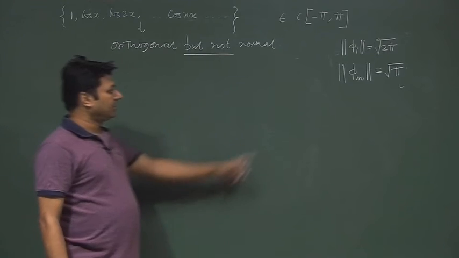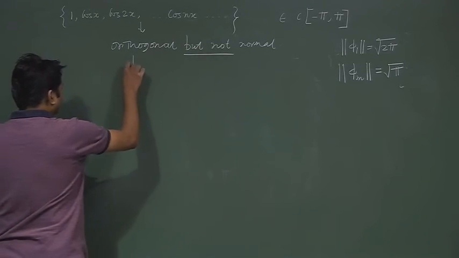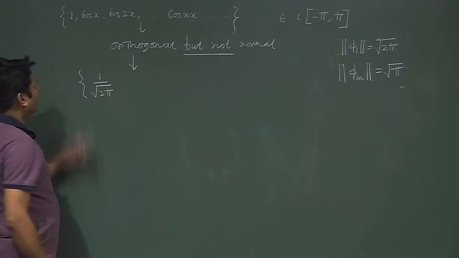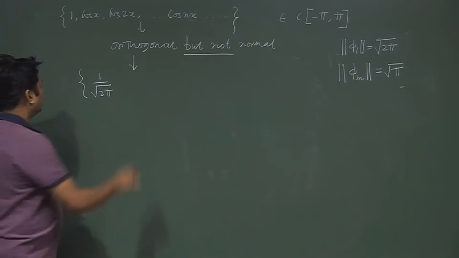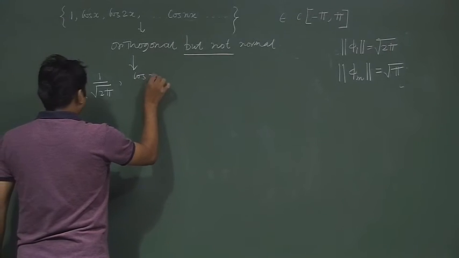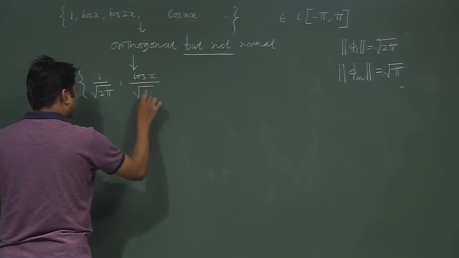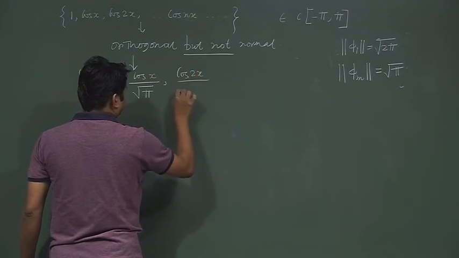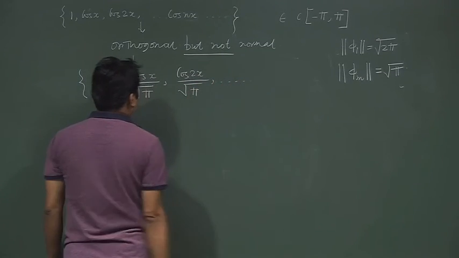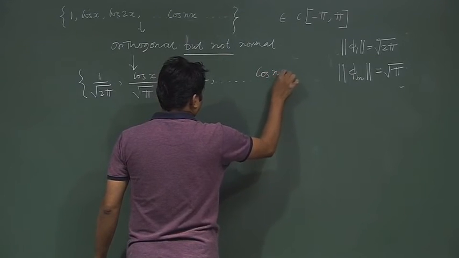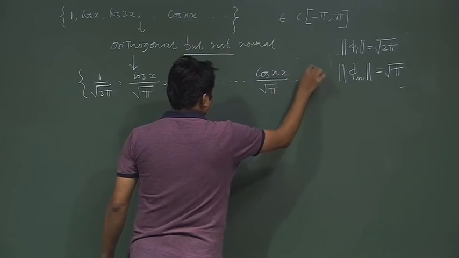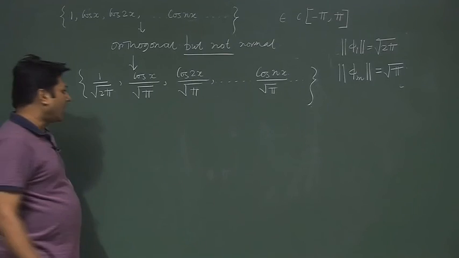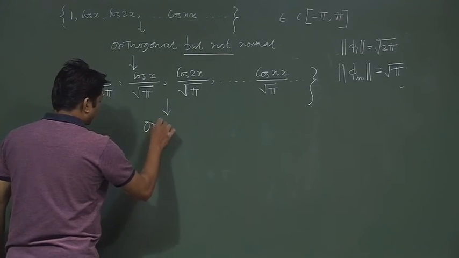Now, because I have found the norm, I can change this set of functions like this. My first function, instead of 1, I put 1 by root over of 2 pi. Instead of cos x, I put cos x over root over of pi, then cos 2x over root over of pi, and so on. Finally, we have cos nx over root over of pi and so on. So, I modified these functions by putting some constant terms, and when I put these constants, now this set of functions became orthonormal.